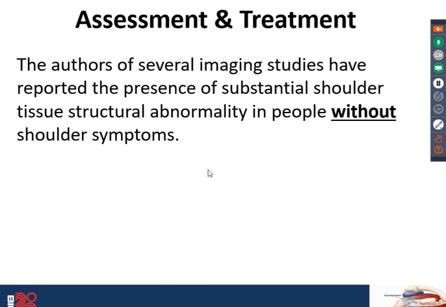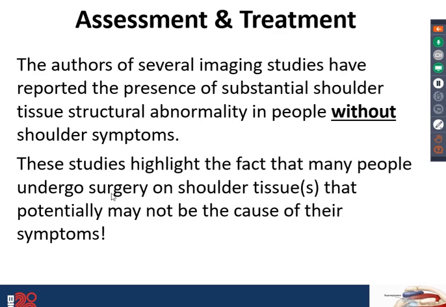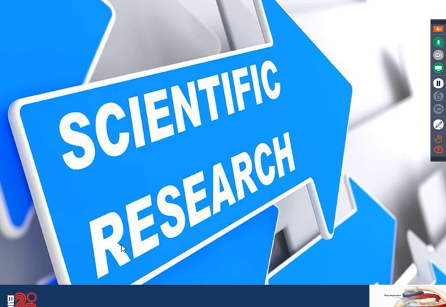There have been quite a few imaging studies that have reported, in fact, that there can be substantial shoulder tissue structural abnormality, yet no shoulder symptoms. So in other words, a person might have shoulder pain and they might have structural abnormality, but it's not the cause of that shoulder pain. So these patients are wheeled off into surgery, and in fact, they may not even need that surgery. So before that patient gets rushed off to surgery or they're keen on surgery, just beware that it may not actually be the cause of the problem.